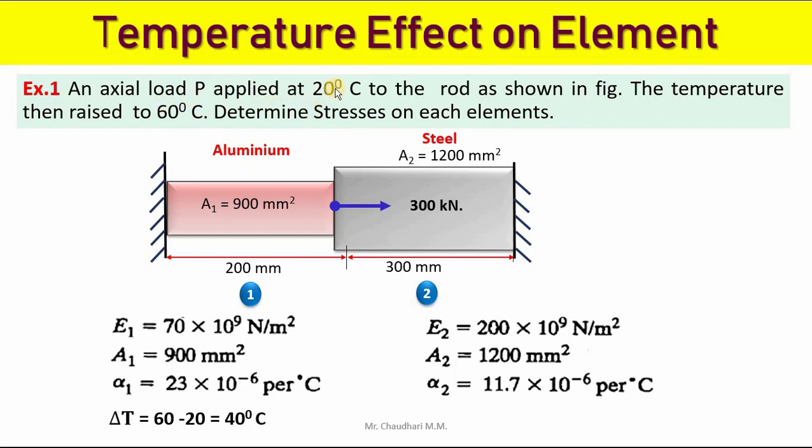So the initial temperature is 20 degrees Celsius, and the final temperature is 60 degrees Celsius. So the temperature difference is 40 degrees Celsius, meaning 60 minus 20. Then for this aluminum element, a modulus of elasticity is given. The elasticity value is 70 gigapascal, for steel it is 200 gigapascal, the area is 900 mm squared, and the steel area is 1200 mm squared. Then the coefficient of thermal expansion is given for aluminum as well as steel.